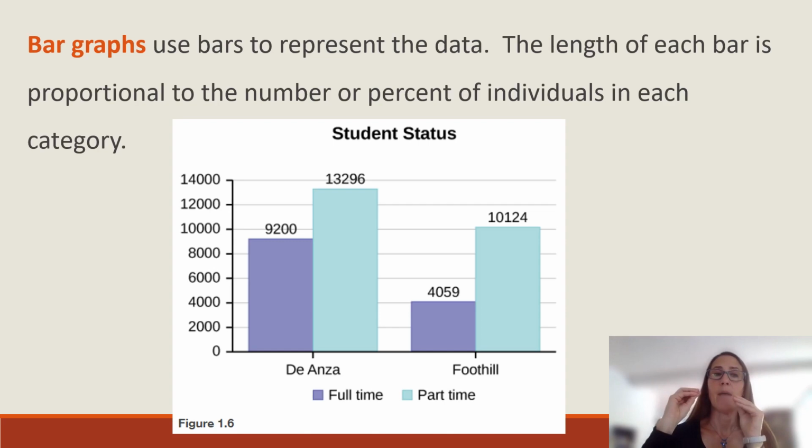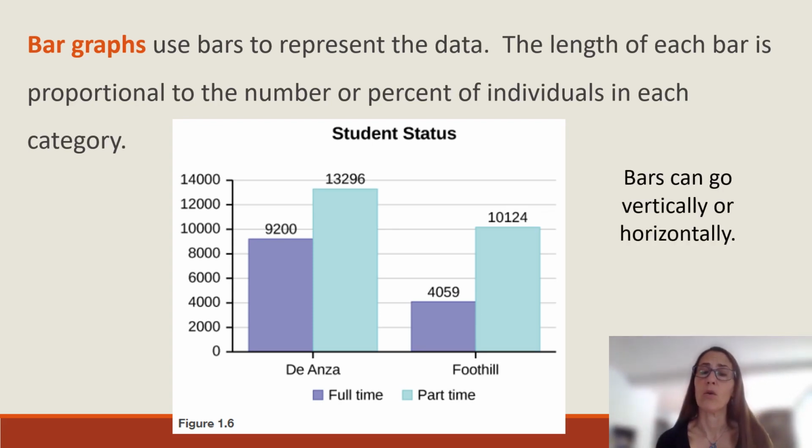So this bar graph uses the frequencies, but because it's visual and we're comparing De Anza and Foothill side by side, again, it gives us a little bit of that ability to compare to see how much bigger those counts are of the different categories at the different schools.